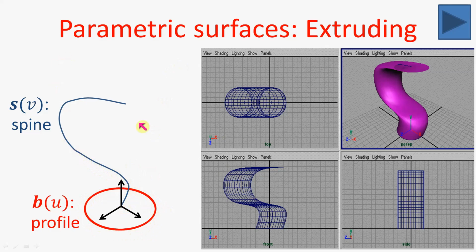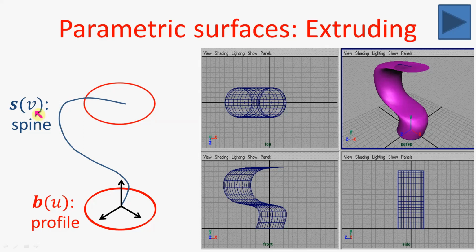From these two curves, we obtain a surface by moving the profile curve along the spine curve. And during that movement, the profile curve sweeps a set of points. The swept set of points are considered to be the surface by the definition of this extruding operation. Okay, this is pretty straightforward, but what is the equation of the resulting surface?